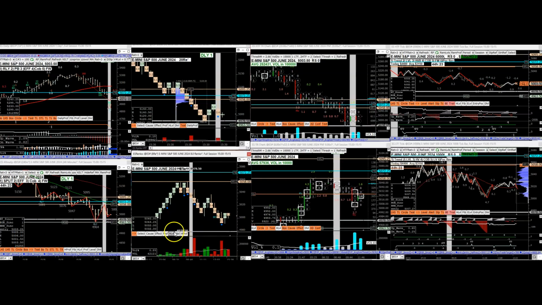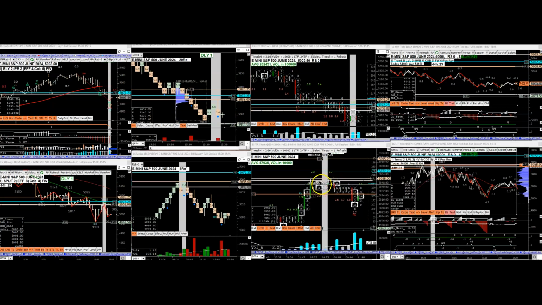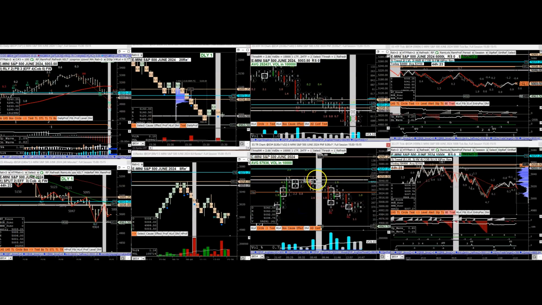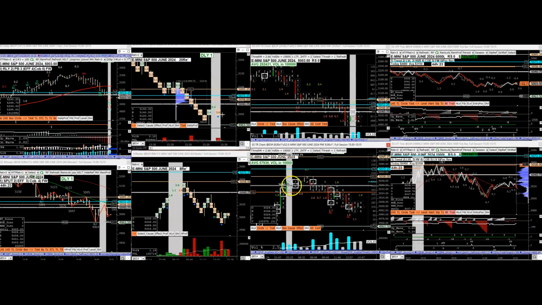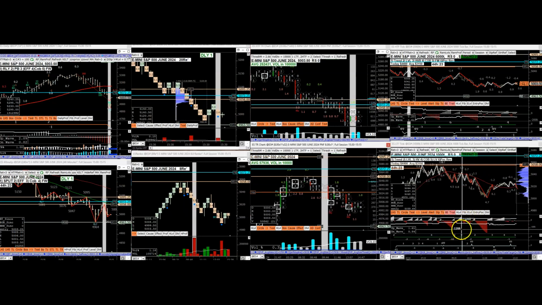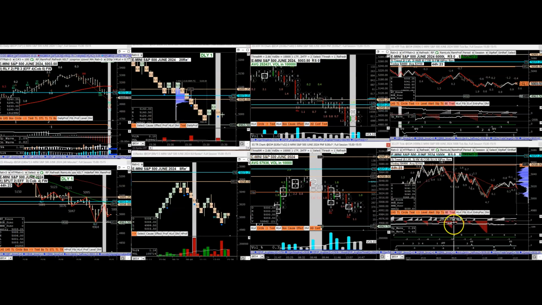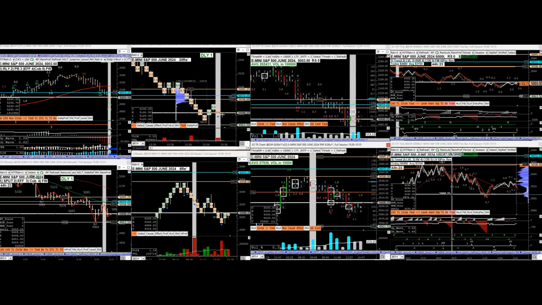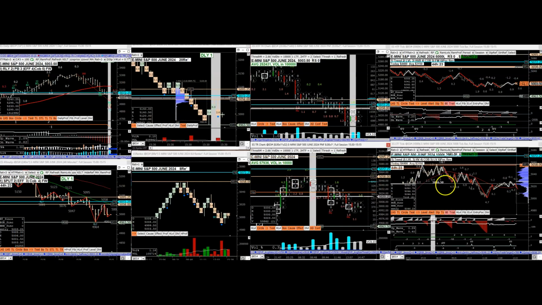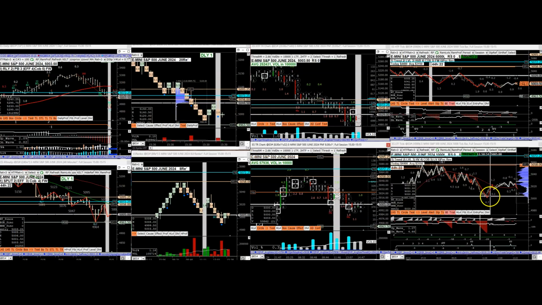And here's your distribution, right here. And then you have your break. Here's your distribution, then you have the break. And you can see the break very clearly. It was bigger than the last 10 down waves. Look at this. This is 4.48 times average volume. After the distribution, you have the break. That's a done deal. Pull back to test. Down she goes.